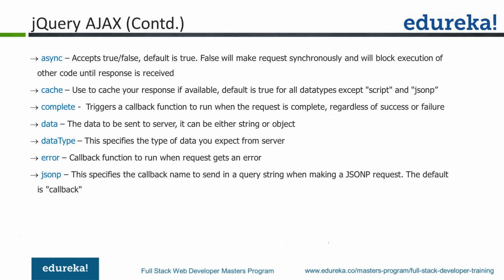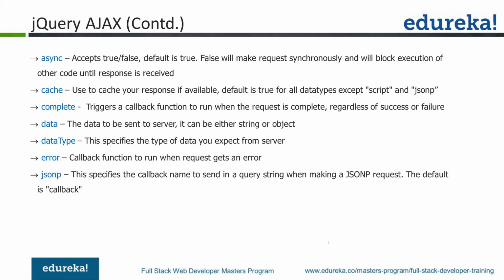What does cache do? Cache is basically, it caches the response of your AJAX request, and if it sees that you're making another request of the same kind, it will not make this request again. Instead, it will handle it internally.